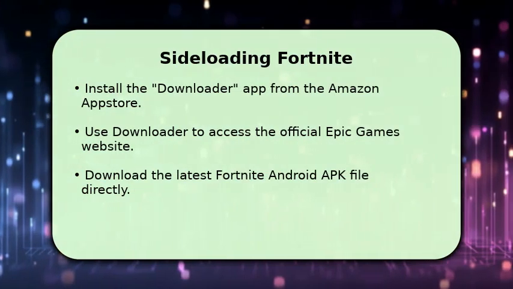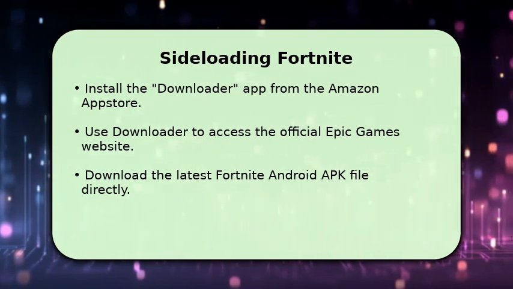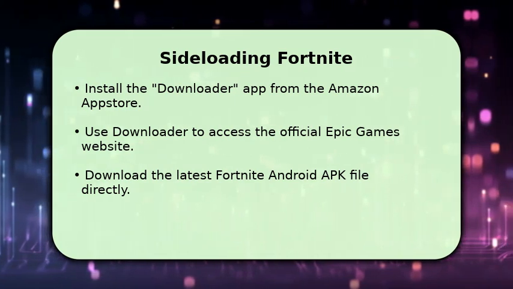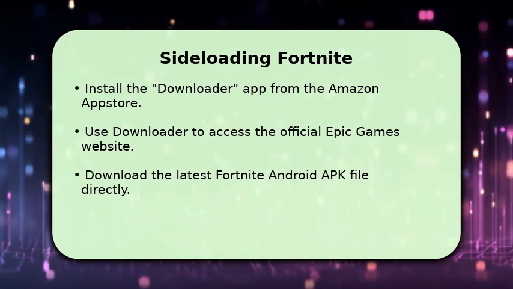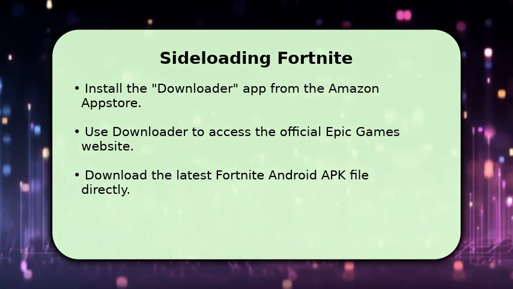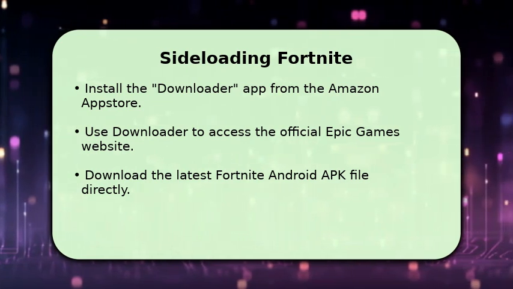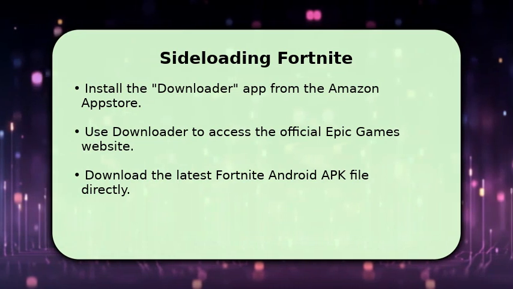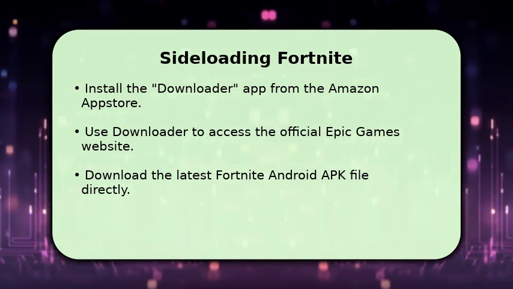Now, let's get Fortnite onto your Firestick. Begin by installing the Downloader app from the Amazon App Store. Once installed, open Downloader and enter the official Epic Games website URL to find the Fortnite Android APK. Download the latest version of the APK file. After the download completes, Downloader will prompt you to install it. Follow the on-screen instructions to complete the installation process. This is how you bypass the official App Store.